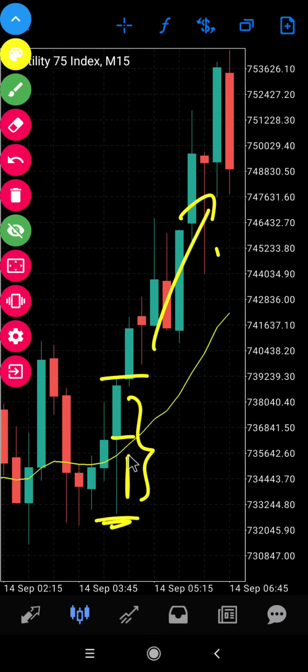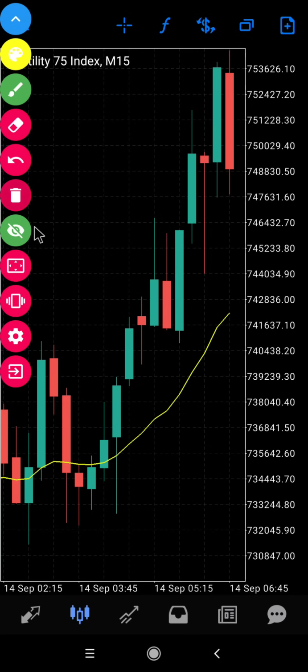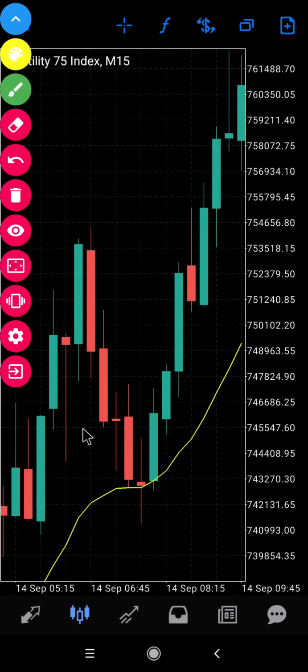So if the rejection is here and the moving average is here, you want to go up. You don't want to trade in the direction of this rejection, because sellers got rejected and then you want to be a buyer. Okay, does it make sense? Let me know if it makes sense. Drop a comment down in the section below.